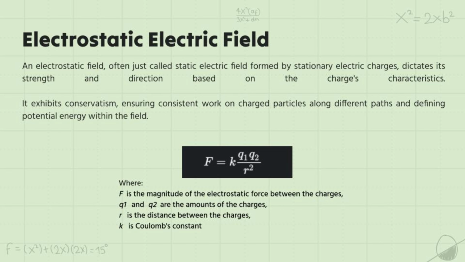An electrostatic field, often just called static electric field, is the electric field created around a static electric charge. The strength and direction of this field depend on the magnitude, sign, and distribution of charge creating it. A static electric field is conservative, meaning the work done by the field on a charged particle moving between 2 points is independent of the path taken. As a result, the potential energy in a static electric field is well defined.